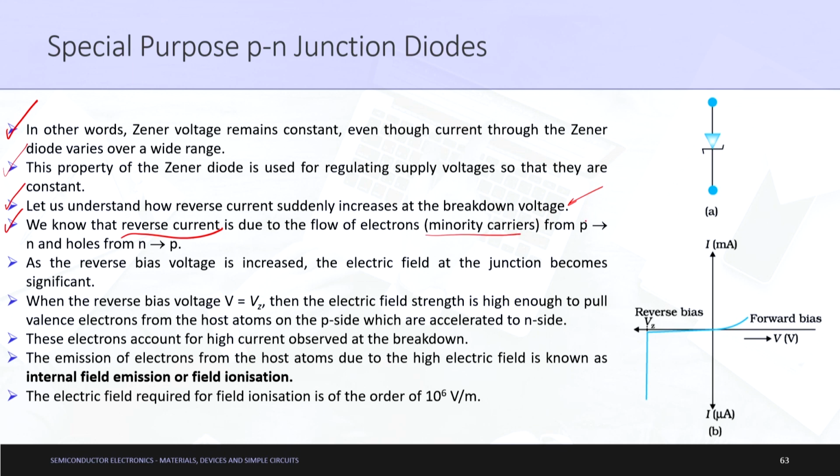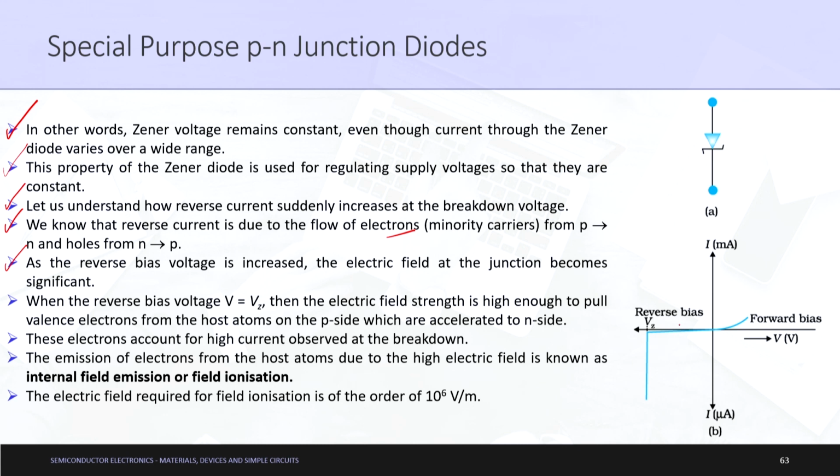So, we know that the reverse current is due to the flow of the minority carriers. Where will the minority carriers go? Electrons will go from P to N, because P has minority charge carriers as electrons, and similarly holes will go from N to P, because holes are the minority charge carriers in N type. Fine. That being said, as the reverse bias voltage is increased.